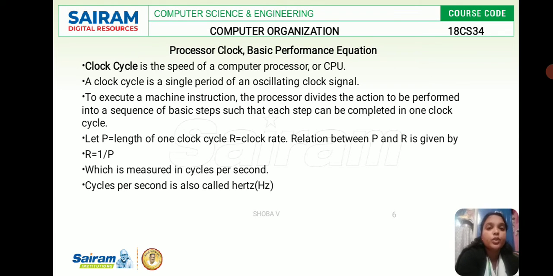Clock cycle. The clock cycle is the speed of a computer processor, or we can say the CPU. A clock cycle is a single period of an oscillating clock signal, and to execute a machine instruction, the processor divides the action to be performed into a sequence of basic steps such that each step can be completed in one clock cycle. For example, P is the length of one clock cycle and R is the clock rate, and the relation between P and R is given by R equals 1 by P, which is measured in cycles per second, also called hertz. So this is nothing but the speed of the computer processor, or the CPU.